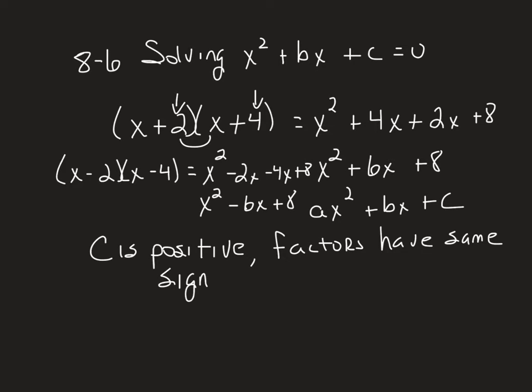Okay, in a few minutes, we'll look at what happens if c is negative. If c is negative, then the factors are different. One will be positive and one will be negative. But we'll look at that again in just a few minutes as we get to one where c is negative. So let's look at an example of how we can factor a quadratic.